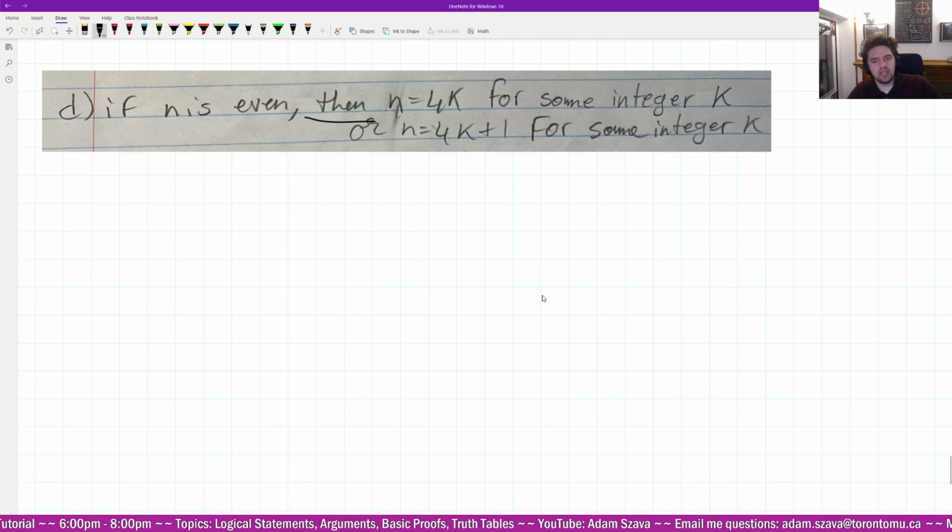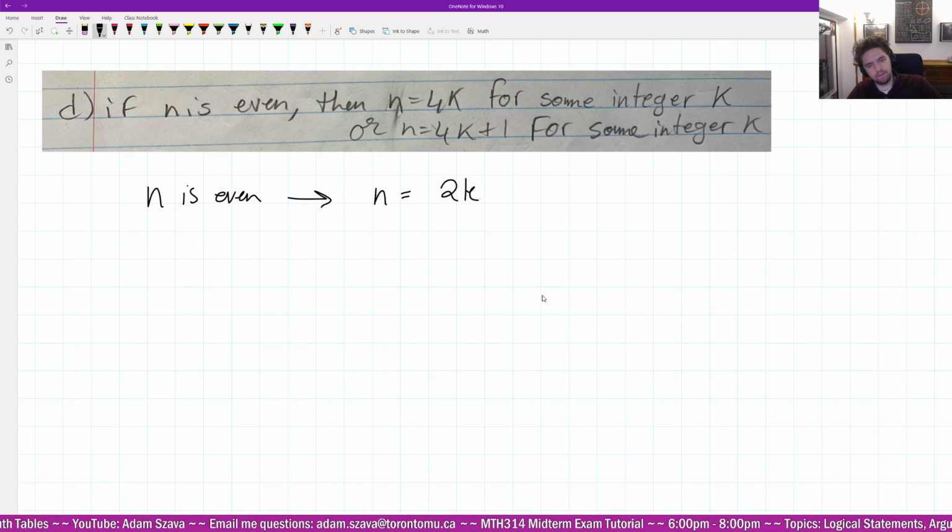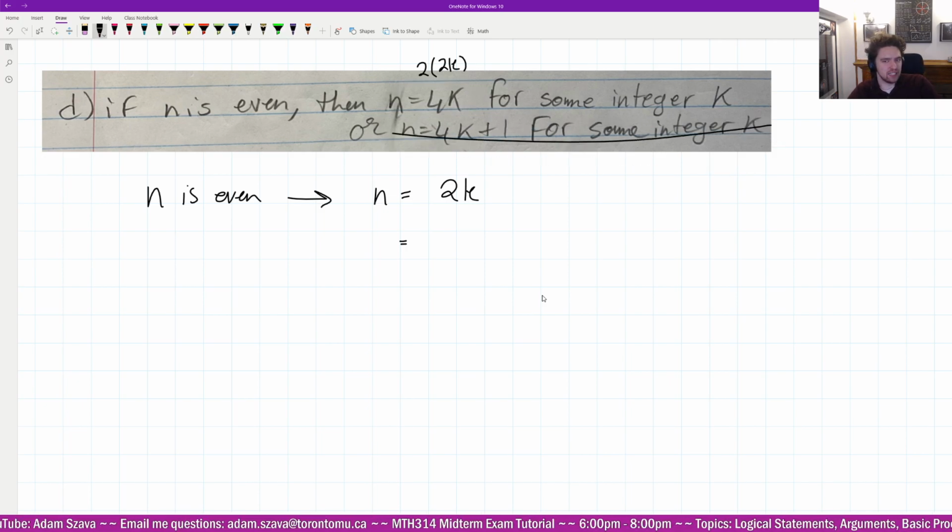So if n is even, then either this or this. If n is even, that implies n equals 2k. If I just write k as 2k2, right? There's a lot of ways to do this. I'm trying to think of the clearest way. So this is clearly an even number, right? Because 4k is 2 times 2k. 2k is just some number, right? So if n is even, which means it can be written as 2 times an integer, then it can be written as 2 times an integer, or whatever else. It doesn't really matter.